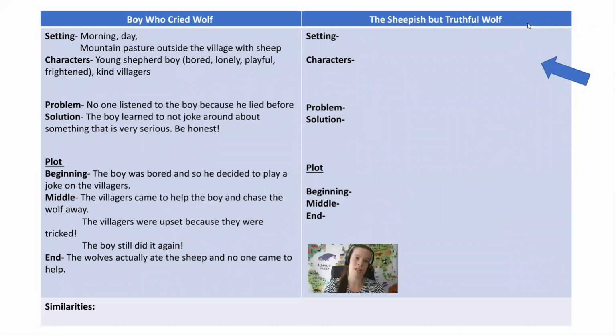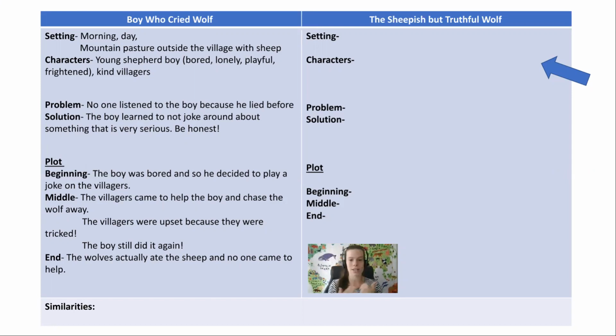We have our key story elements of The Boy Who Cried Wolf. This is basically the work I should have seen that you completed from Monday. So the setting, it took place in the morning. We were outside in a mountain pasture in the village with sheep. There was the young shepherd boy. If you identified some of his character, you might have noticed in the story it said he was bored, he was lonely, he was playful, and frightened. We also had our kind villagers, okay? So here we have some plot.